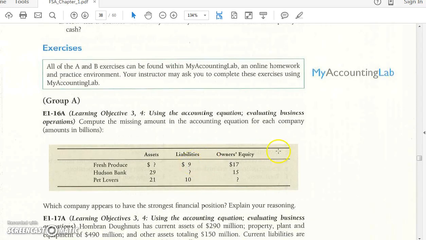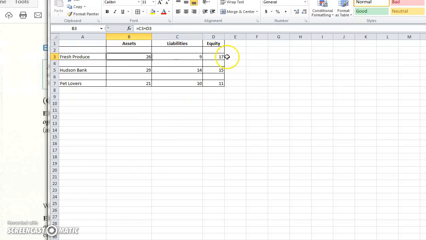Was there another part of the question? Yes. Which company appears to have the strongest financial position? And explain your reasoning. Let's take a look at what we have. What you want to do is see, can the assets pay off liabilities? So if they had to liquidate the business, yes, because the assets are more than the liabilities. So how do we decide? Because we've got 3 and they can all pay off their liabilities.